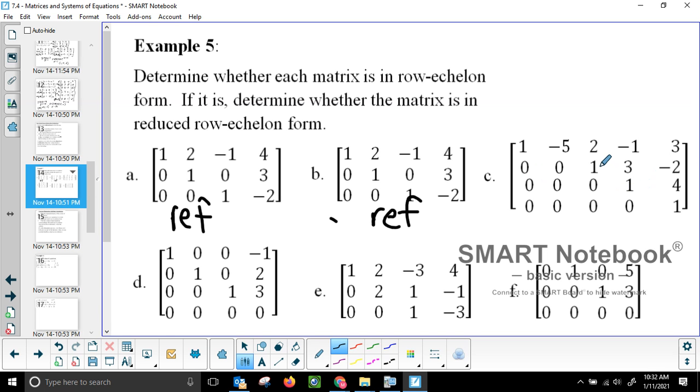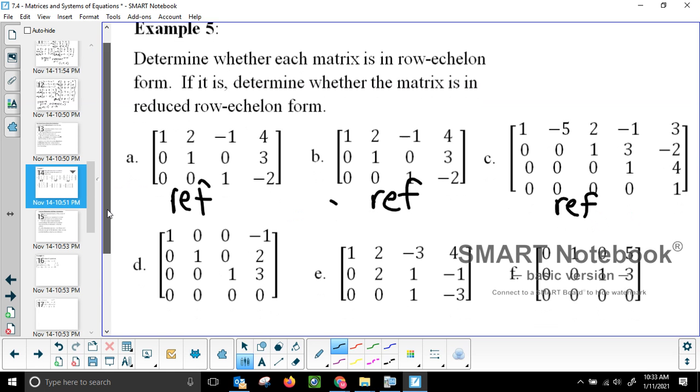Same thing here, it's further to the left, and it's a higher row. Up here, my first non-zero entry is a 1, and it's further to the left. It doesn't matter that it's 2 spots further to the left. It just matters that it is further to the left. So yes, this would also be row echelon form.